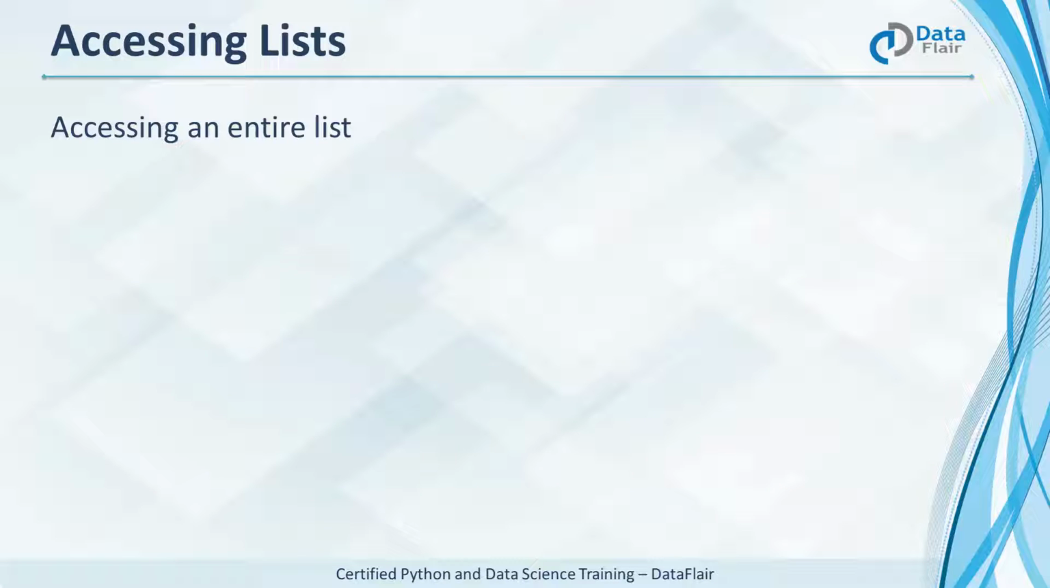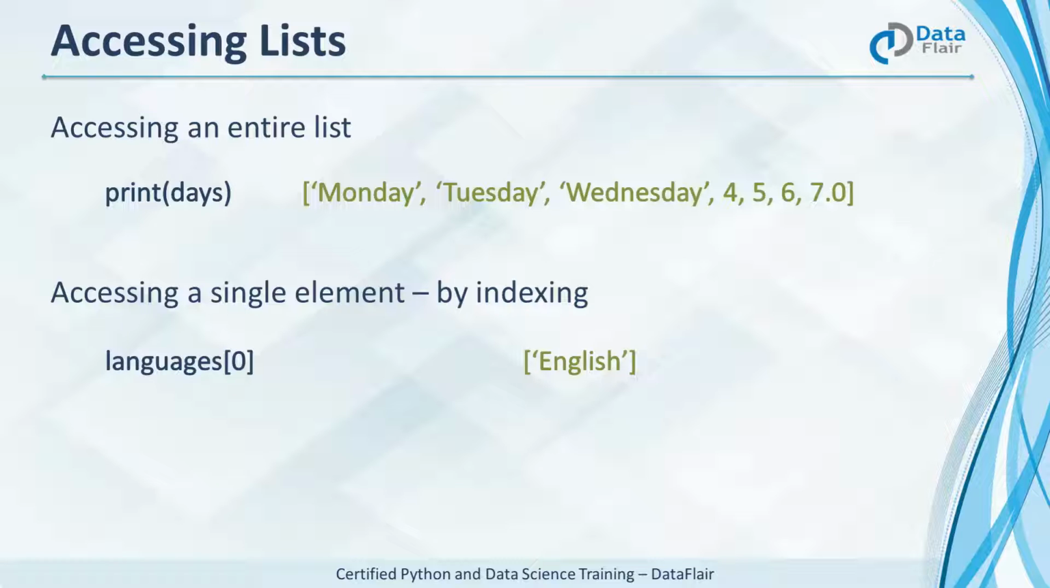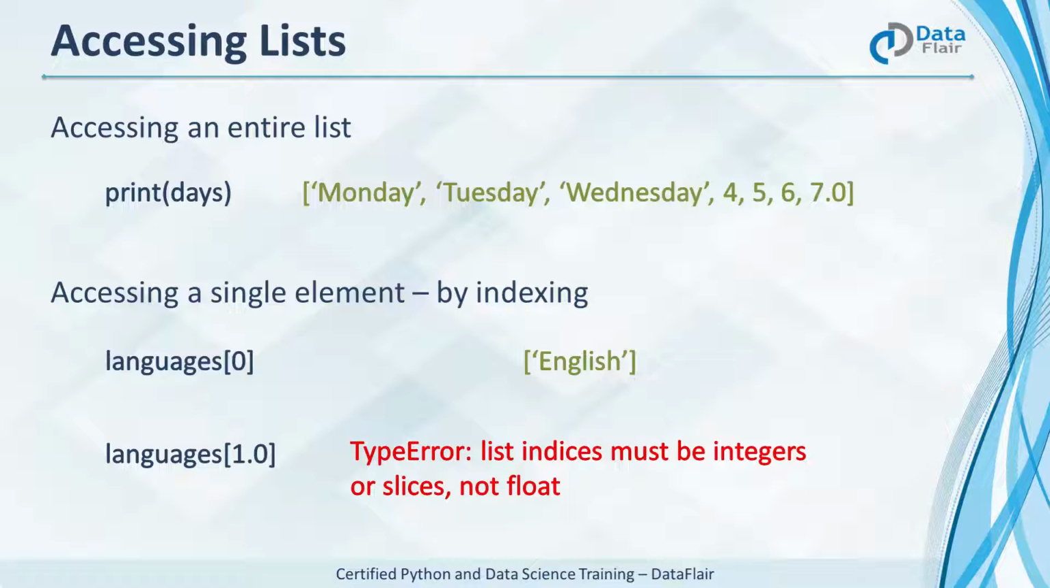Let's learn how to access lists. Print days, and we have the entire list printed. To access a single element, we can use indexing. Let's use the first version of the list, languages, for this. The first element is English. Since indexing begins at 0, the first element is at index 0, and this is English. The second is Gujarati at index 1, and so on. But languages[1.0] raises a type error because you cannot index using float values, even if it's only a 0 after the decimal.